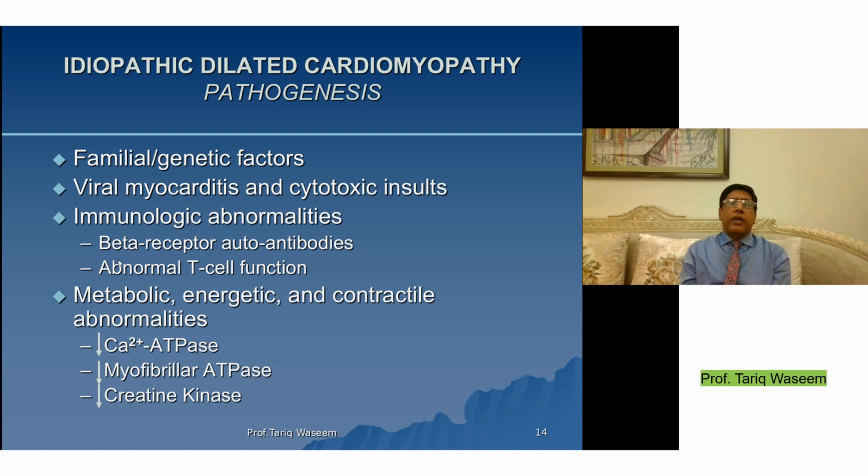Immunological abnormalities, such as beta receptor active antibodies, are relevant, since the beta receptors in the heart are the ones which maintain or initiate the contractility. Some abnormal T cell function can lead to an immunological basis for this. And then again, metabolic, energetic, and contractile abnormalities like defective calcium ATPase activity, defective myofibrillary ATPase activity, or low creatine kinase activity. All of these, which in one way or the other affect the myocardial contraction strength or contractility, can be postulated as contributors towards idiopathic cardiomyopathies.